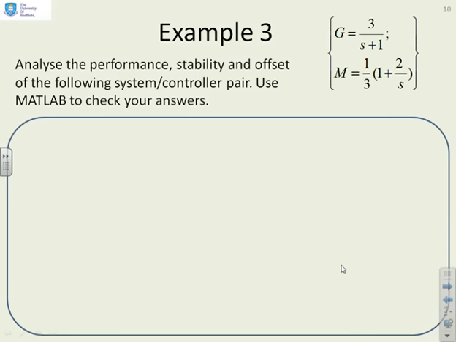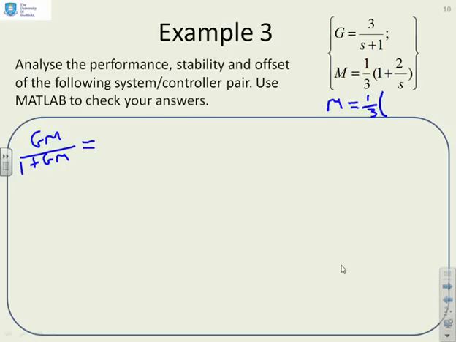Example 3. Again, you'll see it's the same sort of question. We're given a G, we're given a compensator, and we're asked to investigate and say, what do we think? So let's write this down. GM over 1 plus GM, in this particular case, can be written as, and perhaps I should rewrite this M here just so you can see what I'm doing.